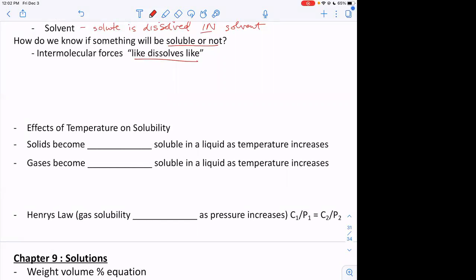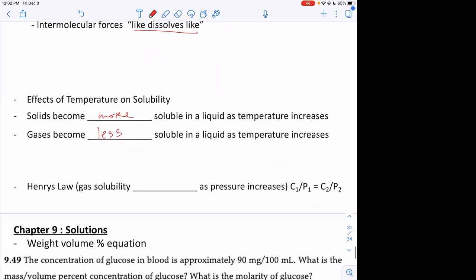Okay, effects of temperature on solubility. We said solids become more soluble in a liquid as temperature increases. We said gases become less soluble in a liquid as temperature increases. And again, this is in a liquid. Your liquid is your solvent there. You can't say these rules apply if you're trying to dissolve something in a gas or something else.